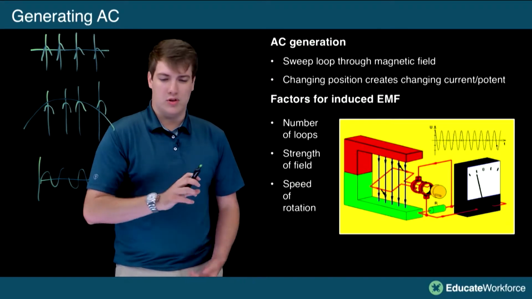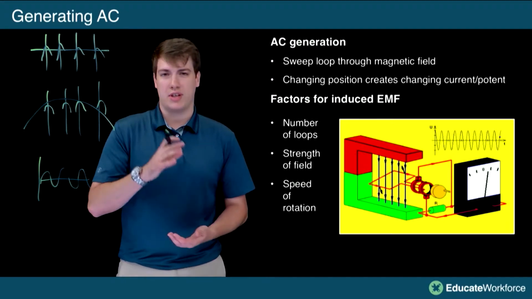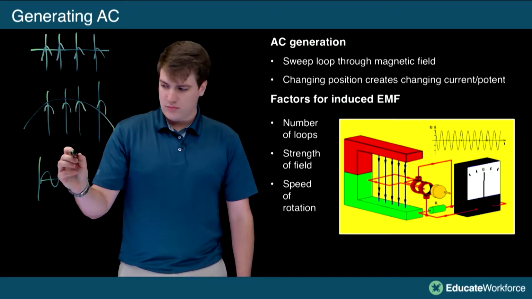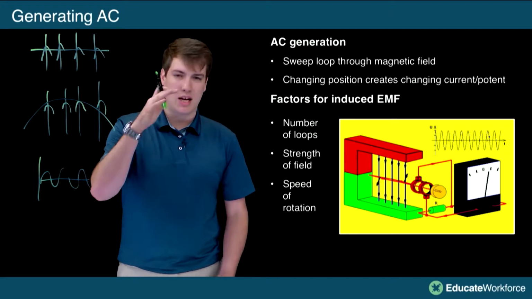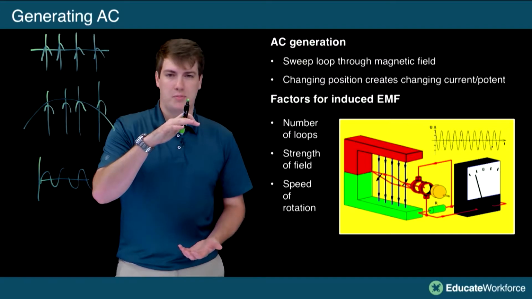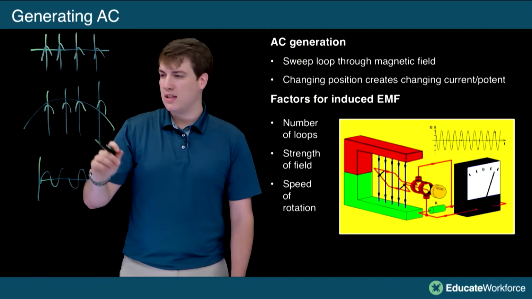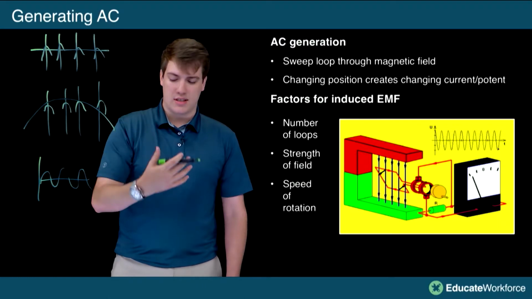We might have more poles. This generator example only has one pole, or one set of poles, where we have a positive and a negative above and below the loop, one set of flux, and then as we pass through, we get this nice waveform.